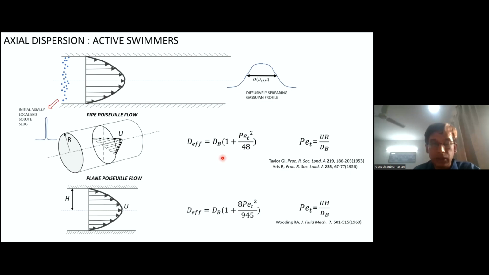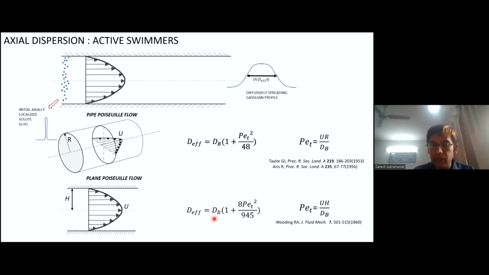You can do the same problem for plane Poiseuille flow, which is the one relevant in our case. This was done at a later date, and this is the answer. Apart from the numerical prefactor, the physics is identical. The axial dispersion scales as Peclet squared times the molecular diffusivity.